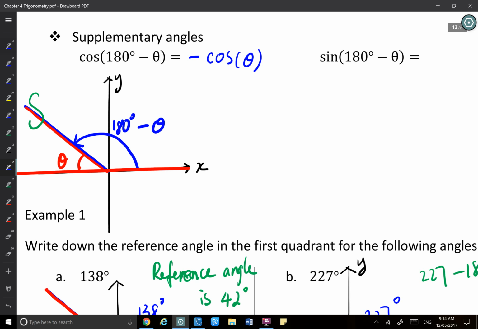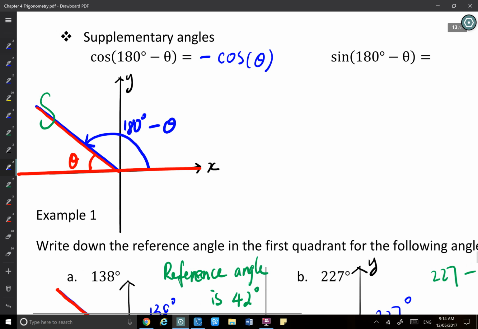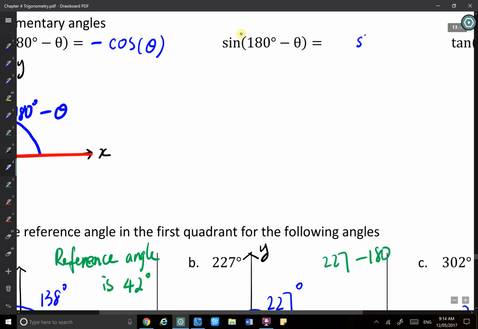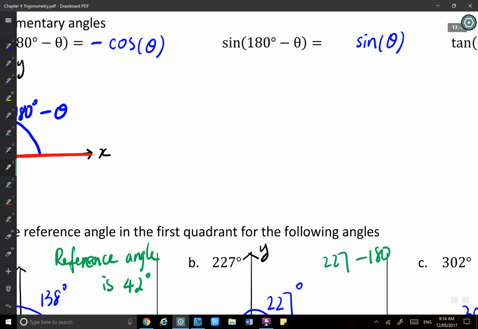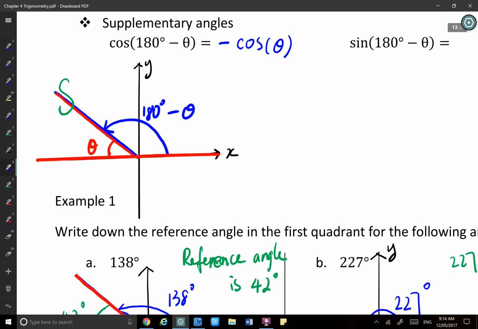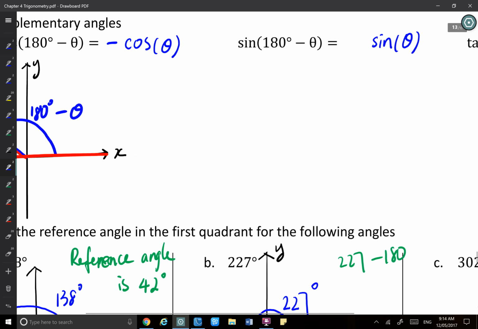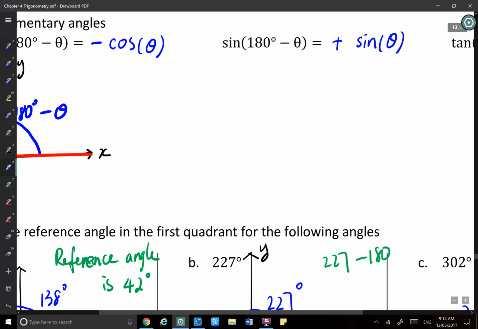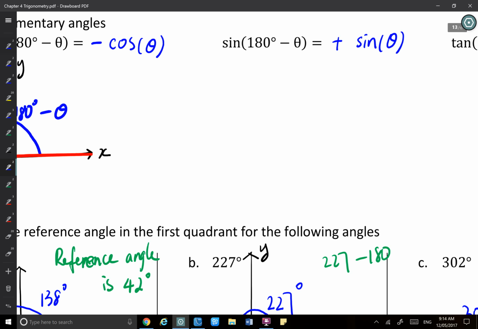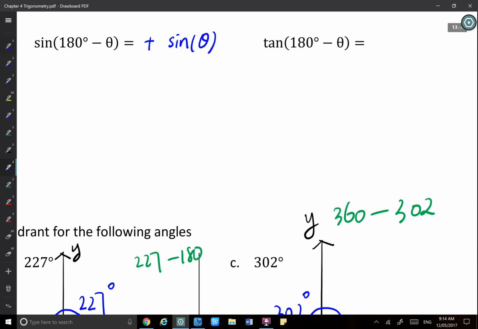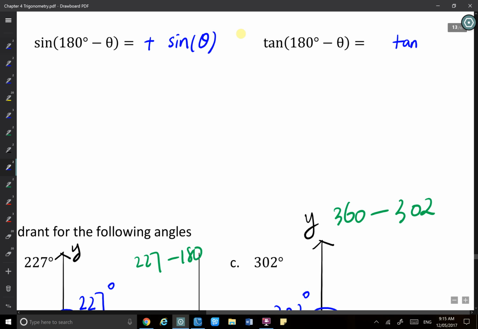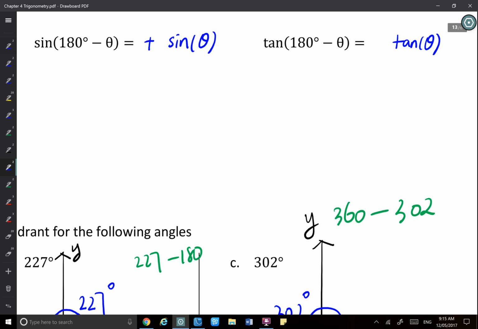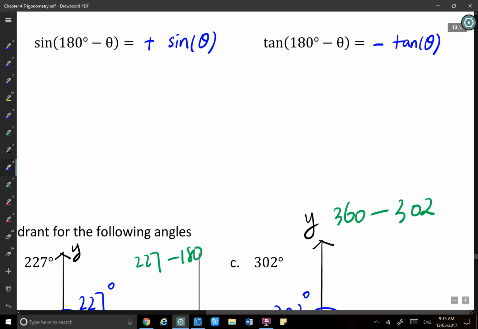Okay, how about sine of 180 minus theta? You still have the same angle, 180 minus theta, so the reference angle is still theta. So I have sine theta here. Will that be positive or negative? Positive, because sine is positive in this quadrant. So sine of 180 minus theta will be sine theta. Then we have tangent of 180 minus theta. I can still change that to tangent theta directly, but it should be negative, because that angle is in the sine quadrant. So tan will be negative.